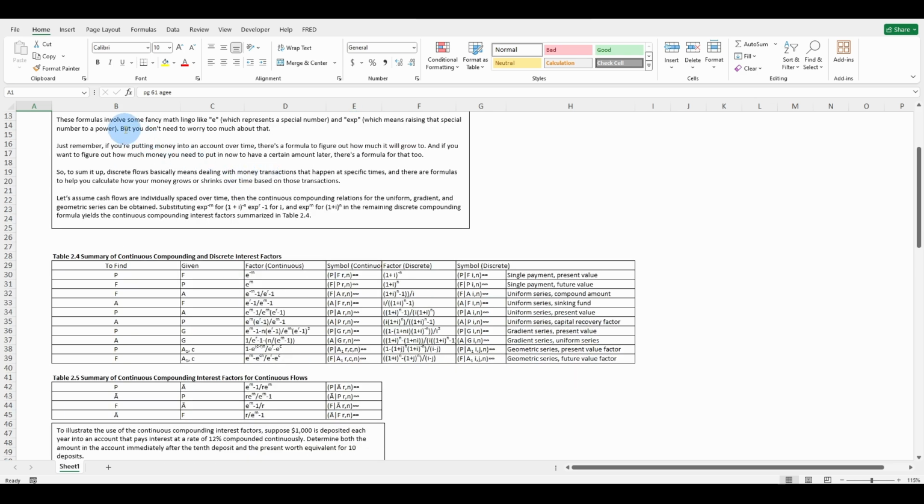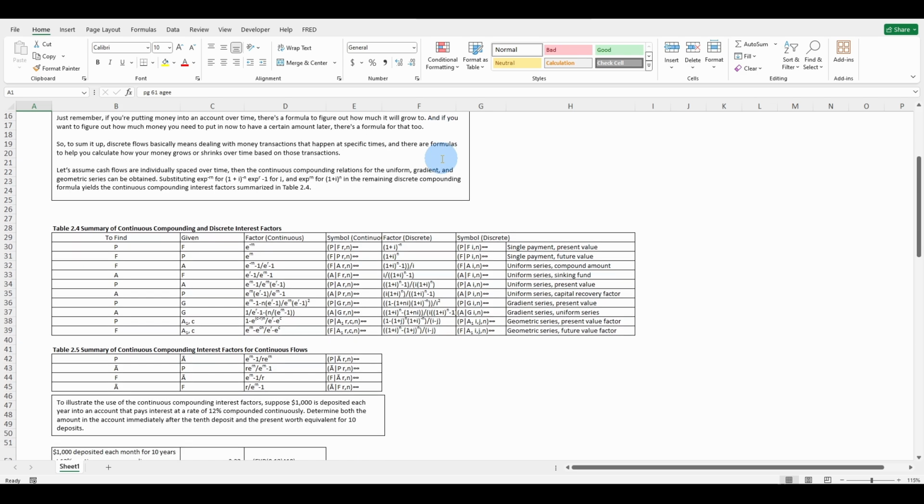These formulas involve some fancy math like e, which represents a special number, and EXP, which means raising that special number to a power. But you don't need to worry about that too much. Just remember, if you're putting money into an account over time, there's a formula to figure out how much it will grow. If you want to figure out how much money you need to put in now to have a certain amount later, there's a formula for that too. To sum it up, discrete flows basically means dealing with money transactions that happen at specific times, and there are formulas to help you calculate how your money grows or shrinks over time based on these transactions.